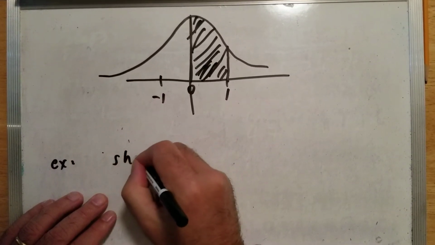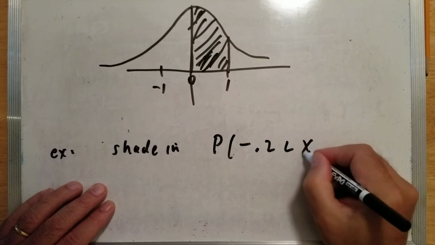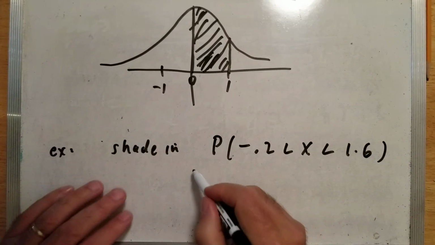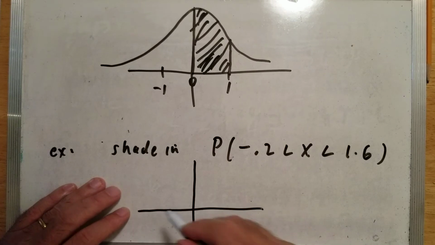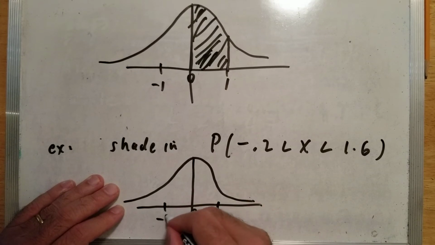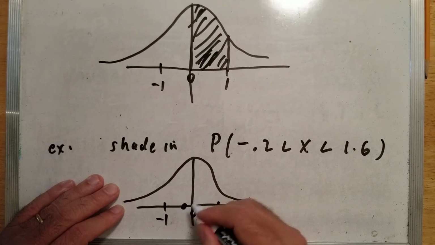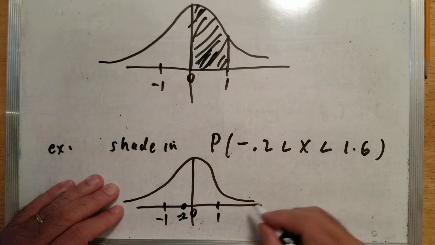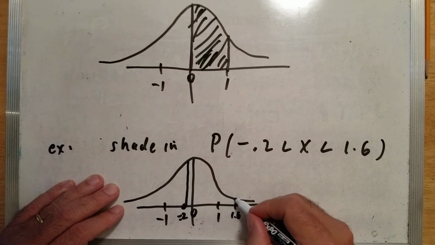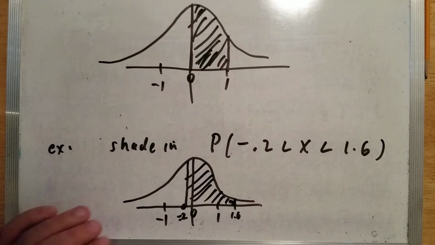So shade in, say, the probability -0.2 less than x less than 1.6. Now, I'm not going to get out a micrometer and start measuring here, but you should draw a reasonable representation of the graph. 0 is in the middle, 1 is about there, -1 is about there. Now, -0.2 is a little bit on the negative side, pretty close to 0 there. Let's say that's -0.2. 1.6, I'm going to say, is about over there. So I'm going to draw a vertical line at -0.2, a vertical line at 1.6, and shade in the area between those two vertical lines.